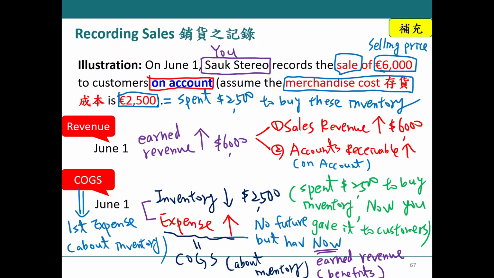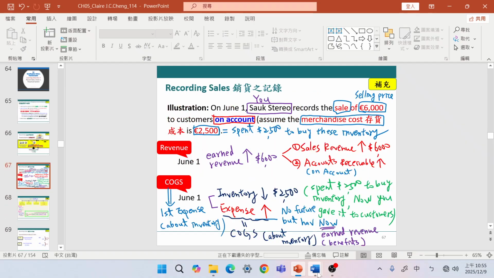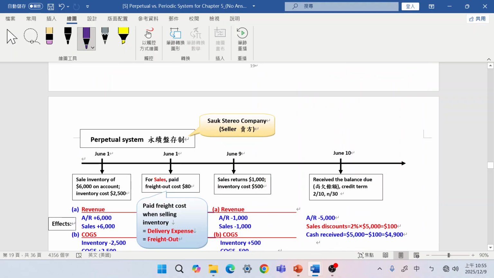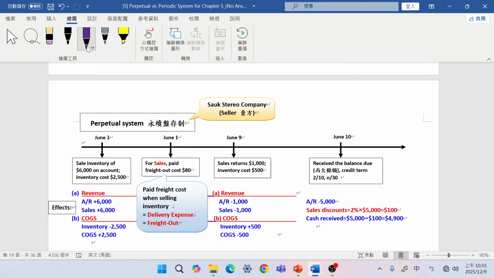Your handout on page 20. Look at the handout on page 20. First thing here, who are you? You use perpetual 永续盘存制, okay? Second thing, you are the sellers. You sell the products, okay? So page 20, still, we are the hard worker, perpetual. We are sellers. We sell the products to customers, okay?